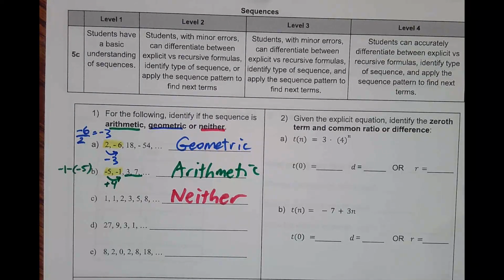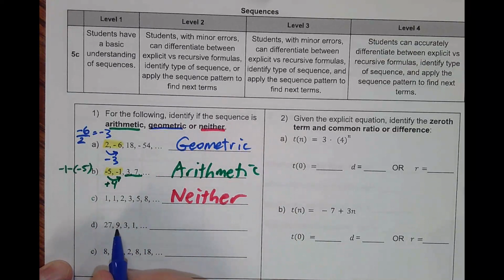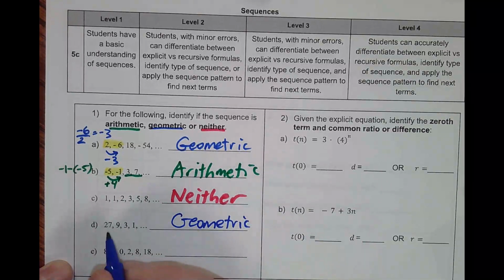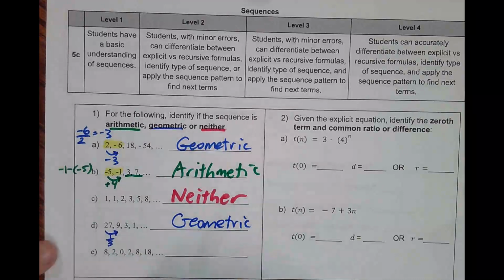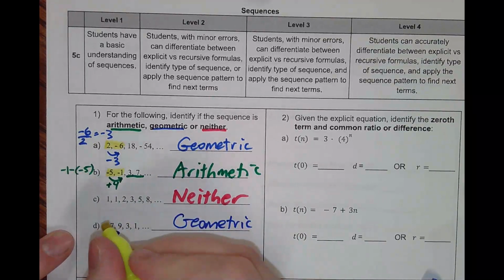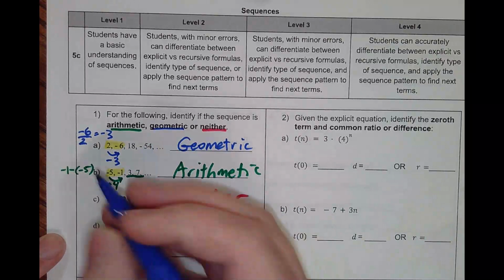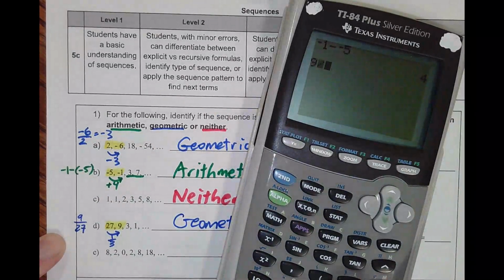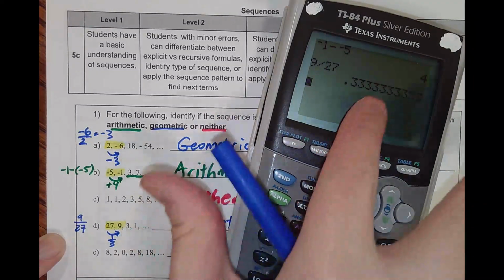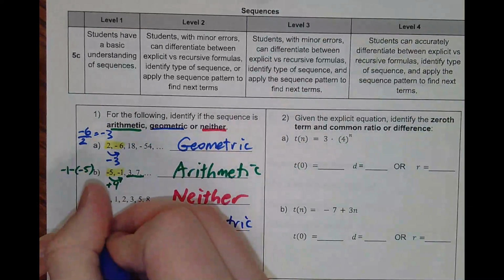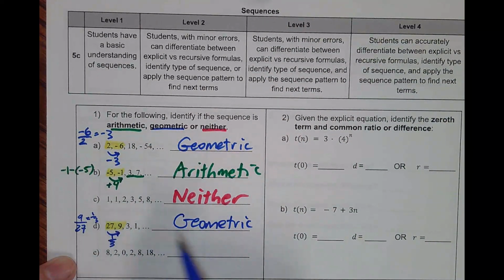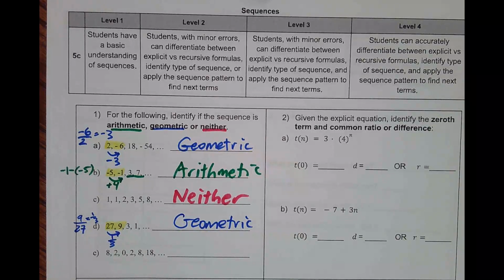Okay, letter D. That one is 27, 9, 3, 1. That's going to be geometric. This one is being multiplied by 1/3 each time. How do we figure that out? Again, let's try the trick. 9 divided by 27 is 0.33333, which simplifies to 1/3. That's consistently 1/3 of the previous number. Geometric is the correct answer.